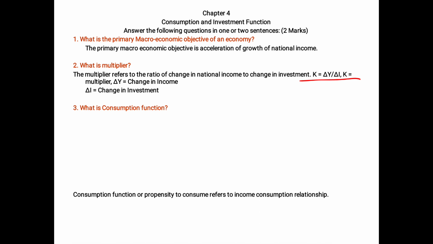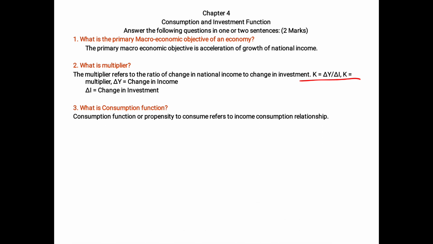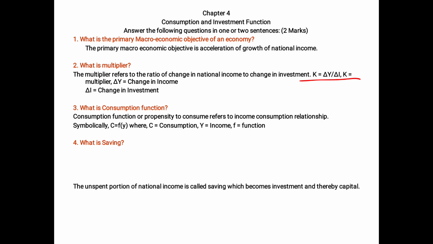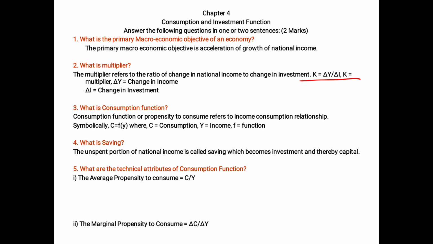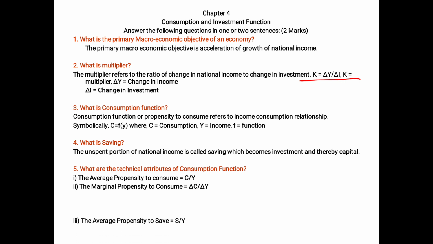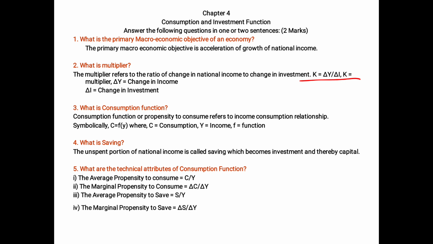So what is consumption function? Consumption function or propensity to consume refers to the income consumption relationship. Symbolically, how can we write this? C is equal to F of Y, where C stands for consumption, Y stands for income, and F stands for function. What is saving? The unspent portion of the national income is called saving, which becomes investment and thereby becomes capital. What are the technical attributes of consumption function? Average propensity to consume, marginal propensity to consume, average propensity to save, and marginal propensity to save.